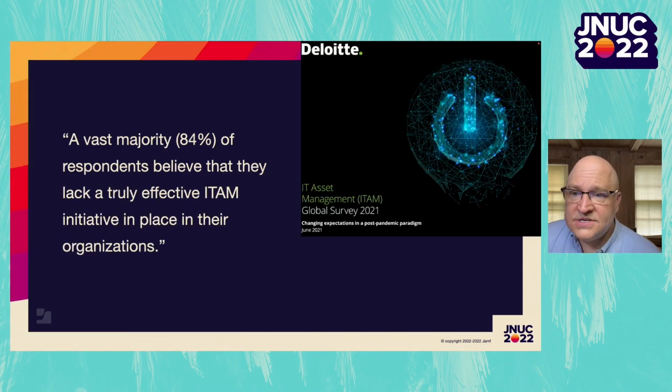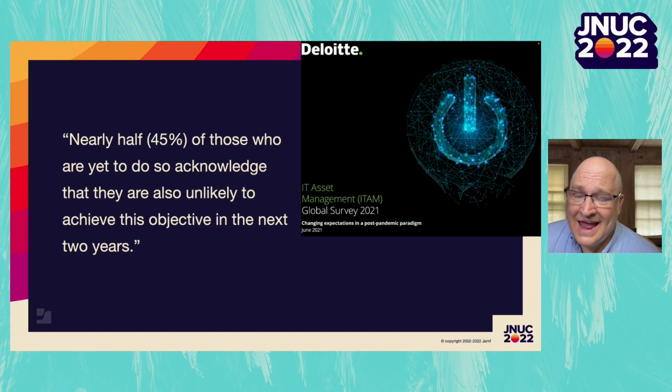The report keeps getting worse. The vast majority of the respondents, there were around 1,200 CEOs, CIOs, CFOs that were part of this, said that they actually lack a truly effective ITAM program. And beyond that, half of those respondents acknowledge that they're not even going to bother to achieve at least self-sufficiency, let alone the 30% that was predicted way back in the day. So it kind of begs the question, right?